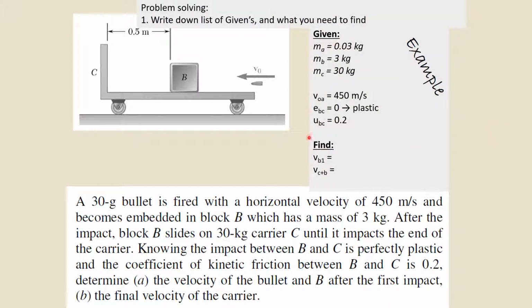Write out what you're given. Write out what you're going to find. Keep yourself organized for this stuff. So we're given masses, initial velocity. We have a plastic collision, which means our coefficient of restitution is 0. We're given a friction coefficient, but I don't know that we really need that because we can set it up so that that piece of it is internal. And we want the velocity after the first collision and the velocity of everything together after the second collision. So 2 equations, 2 unknowns. What 2 equations are we going to be using for this?